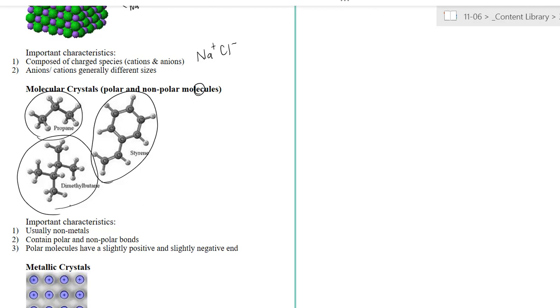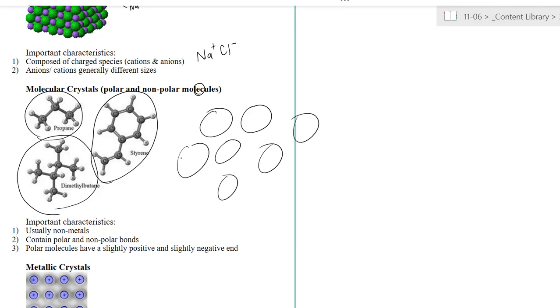But so far in this unit, we've been drawing Lewis structures, and those molecules that we've been drawing with Lewis structures will eventually make molecular crystals. And if you have a sample of molecular crystals, if I have a sample of styrene, what I'm going to have is a bunch of styrene molecules that are all packed together. So we're going to use that knowledge to help us to understand some of the properties of molecular compounds or crystals.